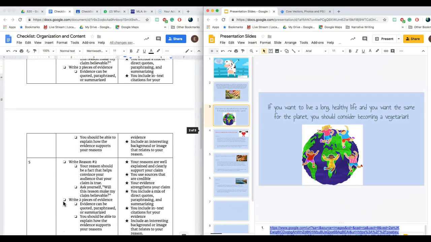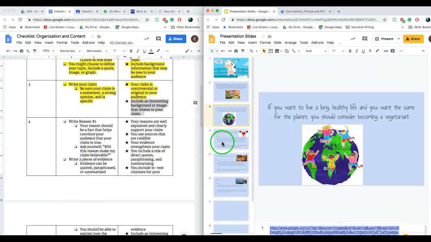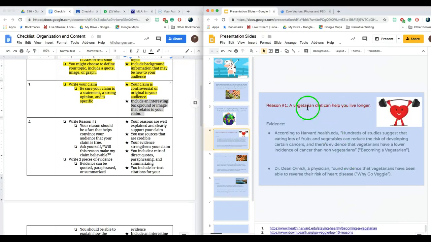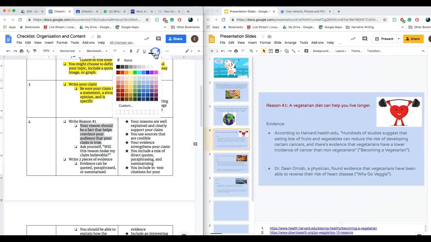These are all set up the same, because they're all about the reasons. So slide 4, I have it set up like this. I have my reason number 1 and 2 pieces of evidence. My reason is based on a fact, and I'm hoping that it will convince my audience. So I can highlight that. And the reason is, a vegetarian diet can help you live longer.